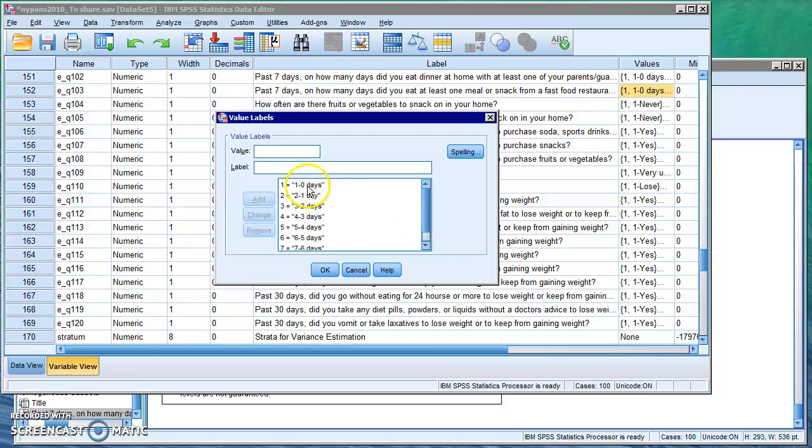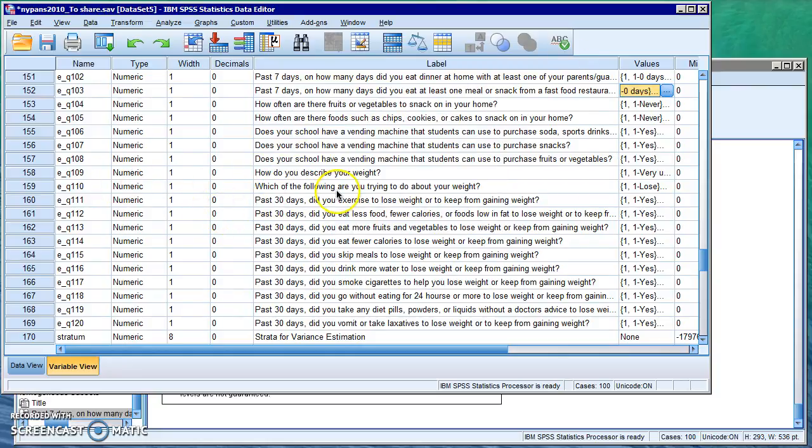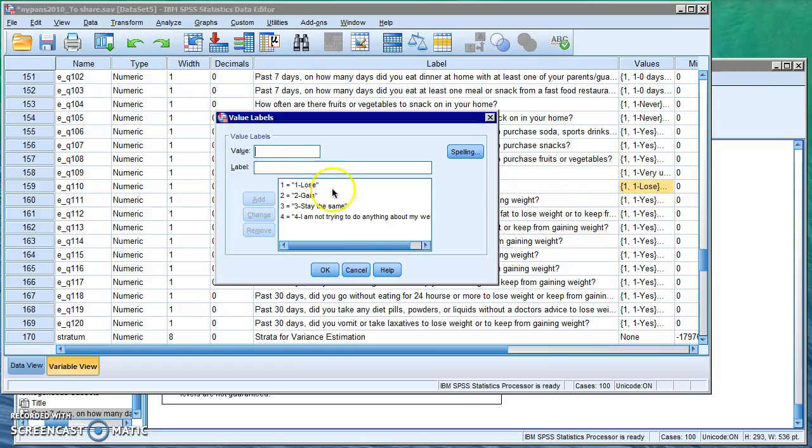It's not 1 to 0 days, it's 1 equals 0 days, 2 equals 1 day. It was just double coded, I guess, would be a good way of thinking about that. And then we have, which of the following are you trying to do about your weight? We have lose weight, gain weight, stay the same, and I'm not trying to do anything about my weight. And here again, it is coded, 1 being lose, 2 gain, and so on and so on.